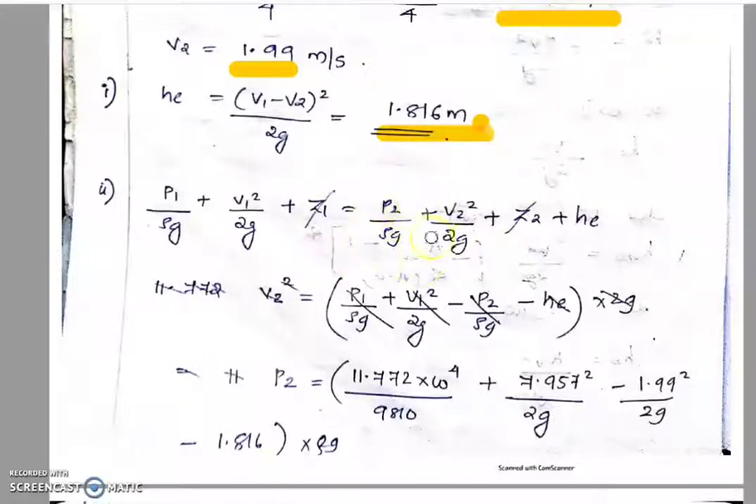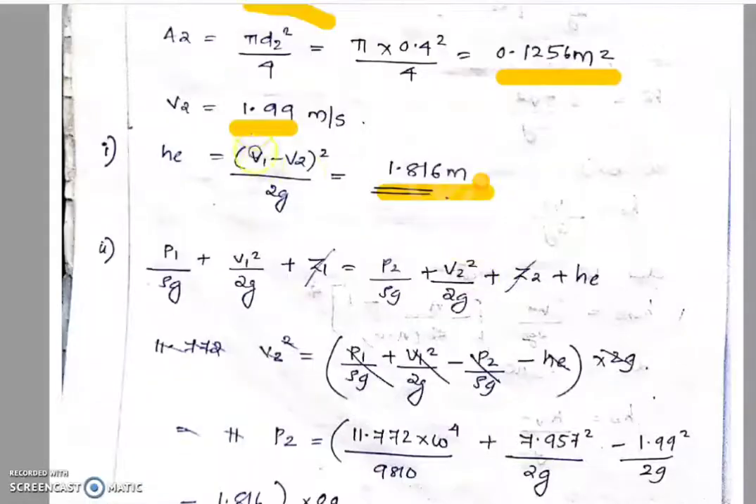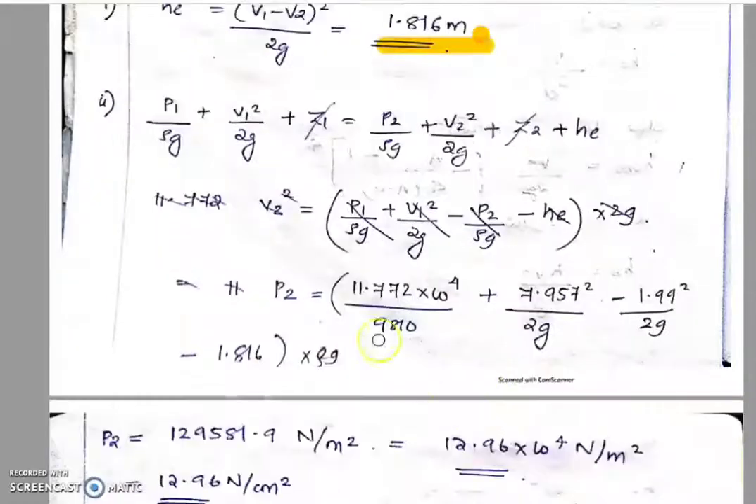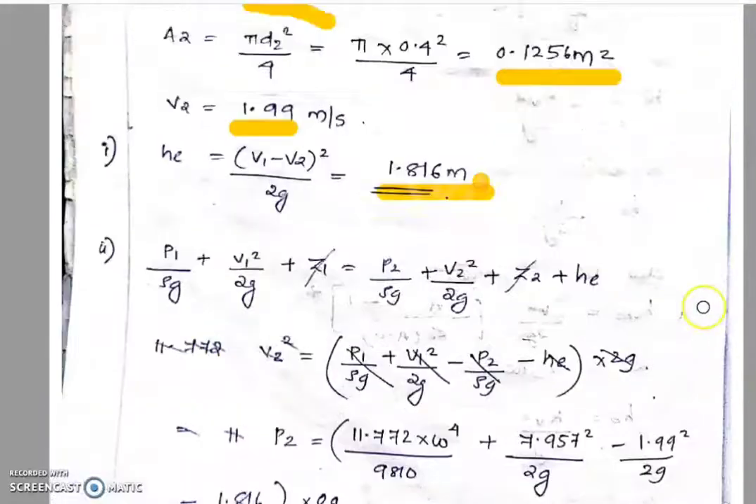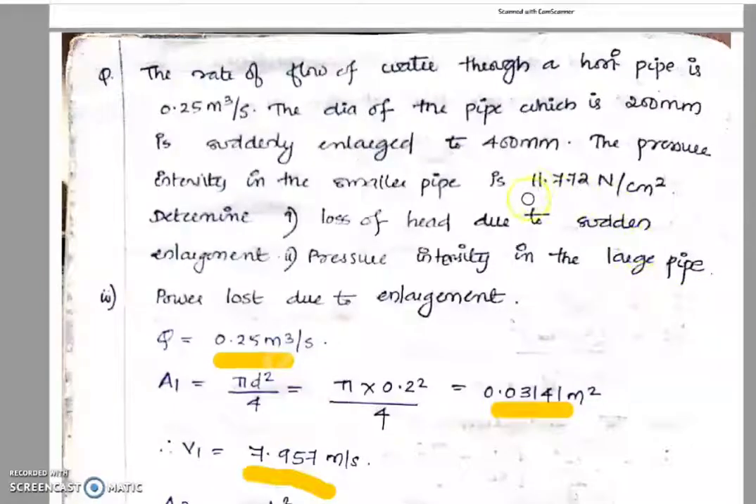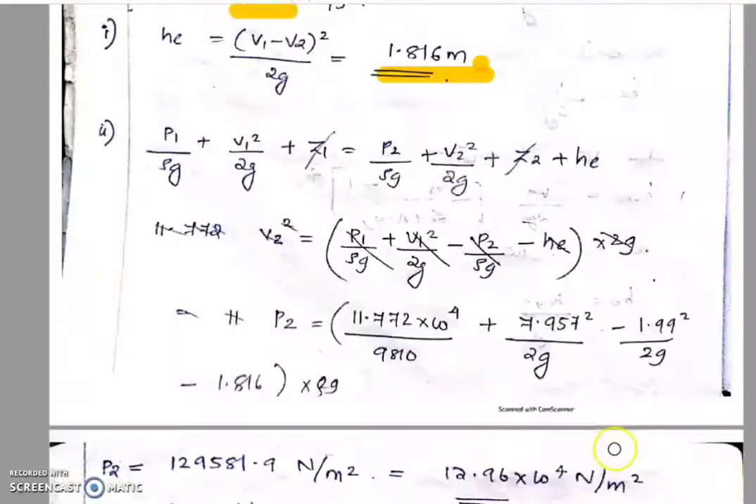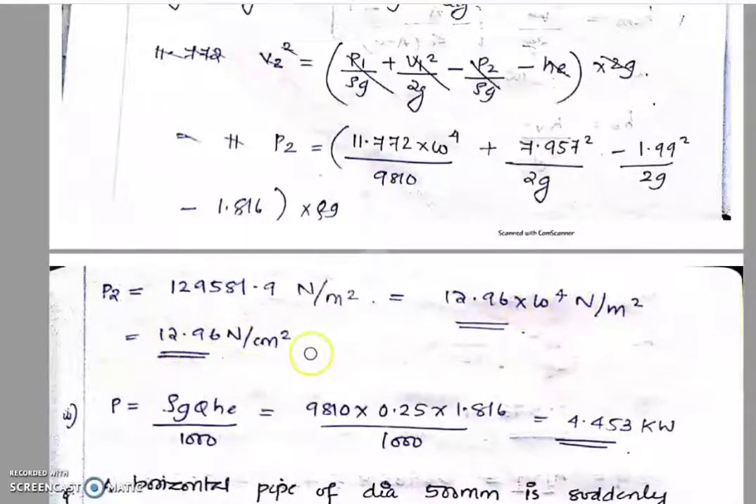And P2 by rho g, this part we have to find out. And what is V2 square by 2g? V2 you know that it is 1.99 square by 2g plus HE. That we have already found out as the first part, so this is 1.816. So it is direct substitution only, and you can find out what is P2 here. P2 will be all this into rho into g. So you'll get P2. Here I got the answer as 12.96 into 10 raised to 4 Newton per meter square, converting into Newton per centimeter square. Why? Because in this question it is given as 11.772 Newton per centimeter square. So converting the corresponding value to Newton per centimeter square.